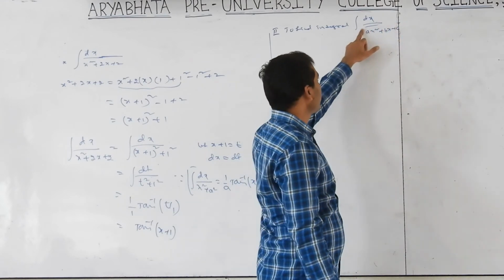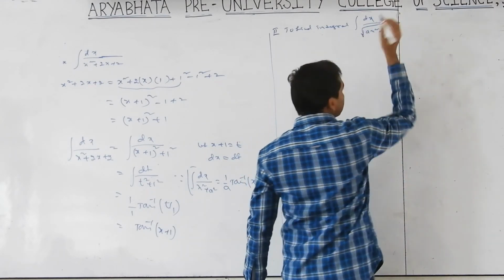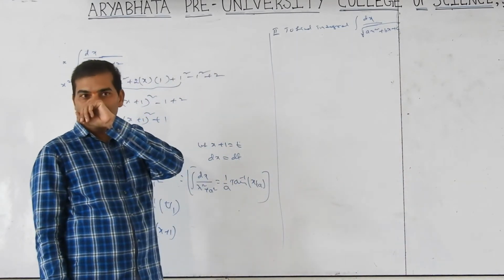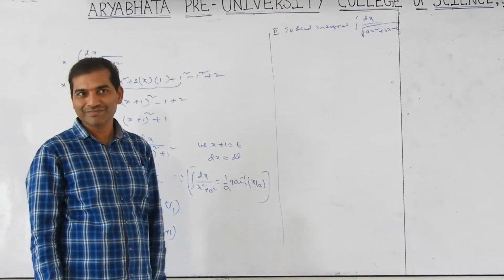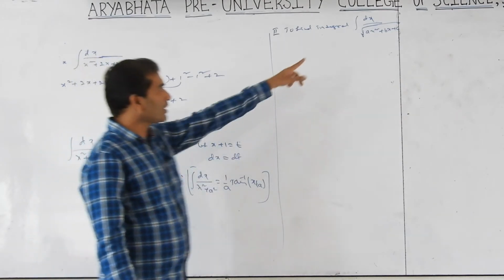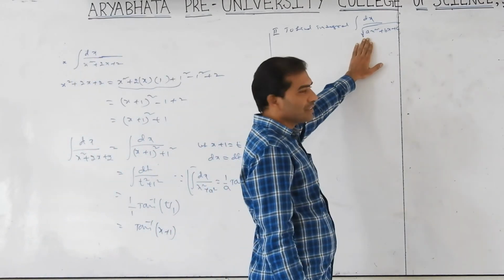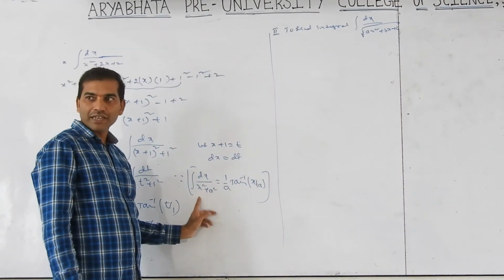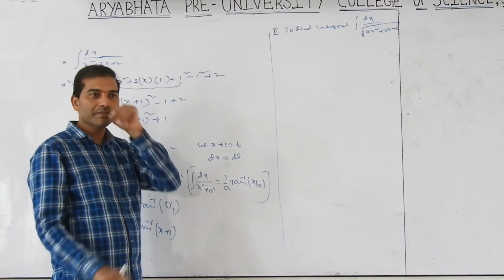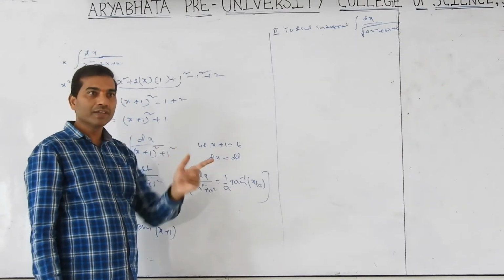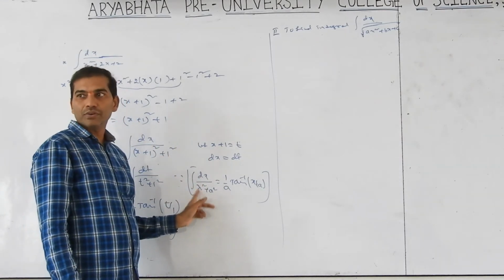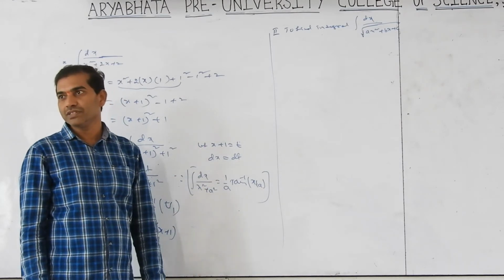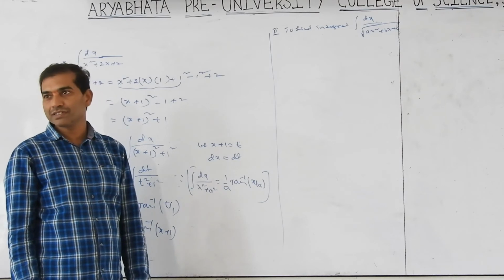Where the root is not there, and where the root is there, it is the same procedure as what you have done before, but the formulas are different. If the root is not there, what formulas come? x square plus a square, x square minus a square, a square minus x square. If the root is there: root of x square plus a square, root of x square minus a square, root of a square minus x square. Just the formulas differ. The procedure is the same.